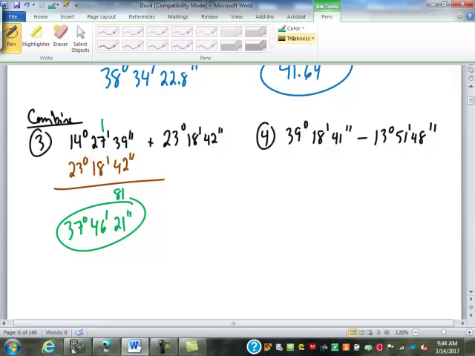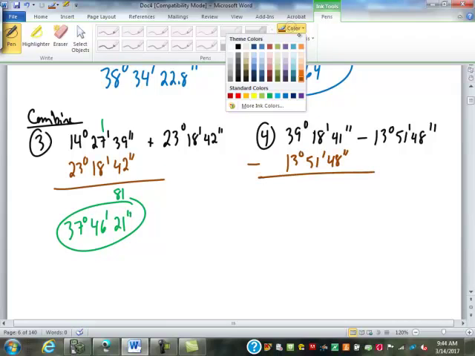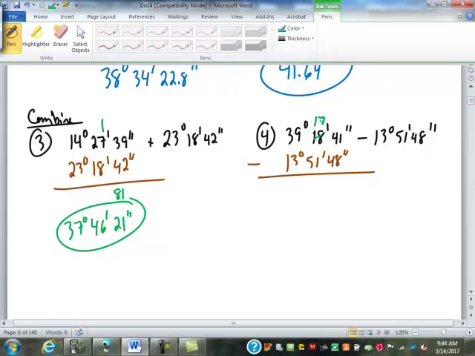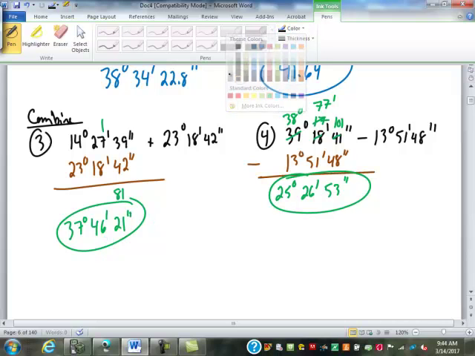And over here, again, it works so much better if we put them vertically. Must borrow, so this is going to become 17, and this will become 101. The difference there is going to be 53 seconds. 17 minus 51, must borrow, this is 38, and this is now 77. Minus 51 is 26. 38 minus 13 is 25. 25, 26, 53. Cool.